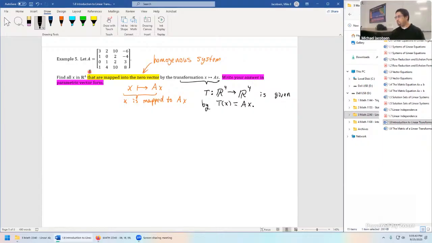Okay, so, well, now we have to solve something. Find all x in R4 that are mapped into the 0 vector. That just means solve T of x set equal to the 0 vector. This is the 0 vector in R4. But T of x is nothing but A times x. So this would be A times x set equal to the 0 vector. And now it's really just a problem like what we've done in section 1.5.